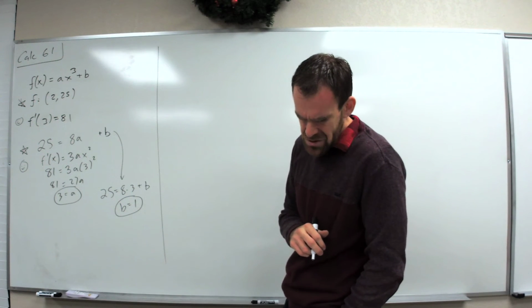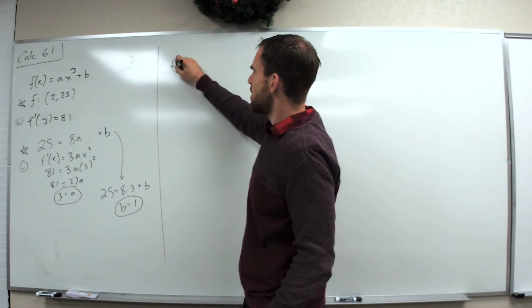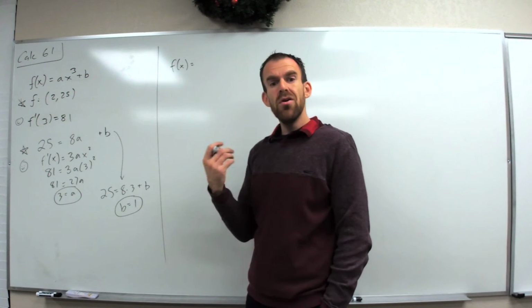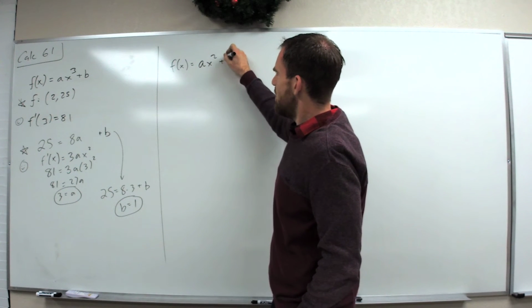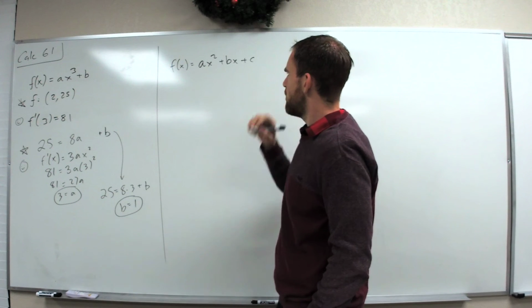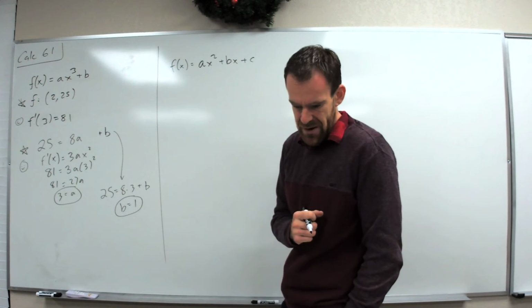Let's try this one. The function f is a real quadratic function. So what does it mean that it's a real quadratic function? It means that all of the coefficients are real numbers. And since it's quadratic, we know it has this form: ax squared plus bx plus c. So that's 3 variables we have to find now.